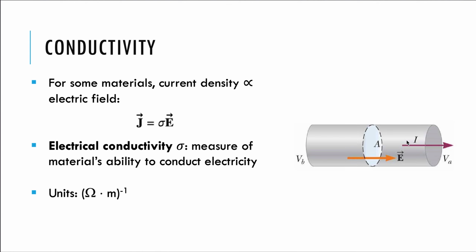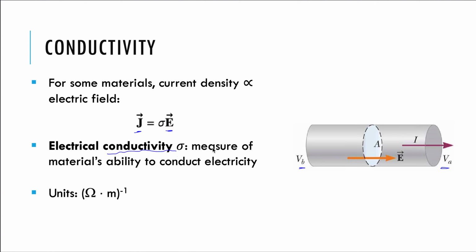So imagine we have a conductor and there's a potential difference set up between the ends. We know that when we have that potential difference, an electric field is established, and we also have a current density, a flow of current through that conductor going through that area. So the current density is proportional to the electric field that is set up. And the constant of proportionality is called the conductivity, sigma.